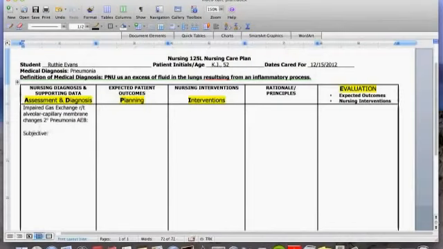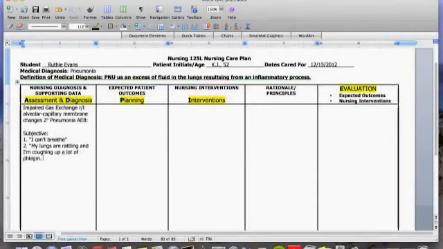And if you recall, subjective information is stuff only the patient can tell you. Symptoms that the patient is experiencing that maybe you can't see. So maybe your patient says, well, I can't breathe. Okay, well, that's what the patient said, and that's subjective. Maybe your patient wakes up and says, my lungs are rattling and I'm coughing up a lot of phlegm.